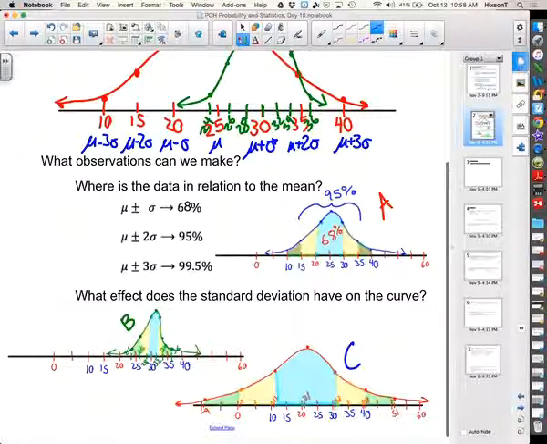Okay? So notice all these. All right? What effect does the standard deviation have on the curve? Alexi? The bigger the standard deviation, the wider the curve is going to be. Exactly. The bigger the standard deviation, the wider the curve is going to be. Now, the reason why this is significant is because we're talking about intervals of data. And like we said, the probability of one specific value is 0. However, we can find probabilities of ranges of data.